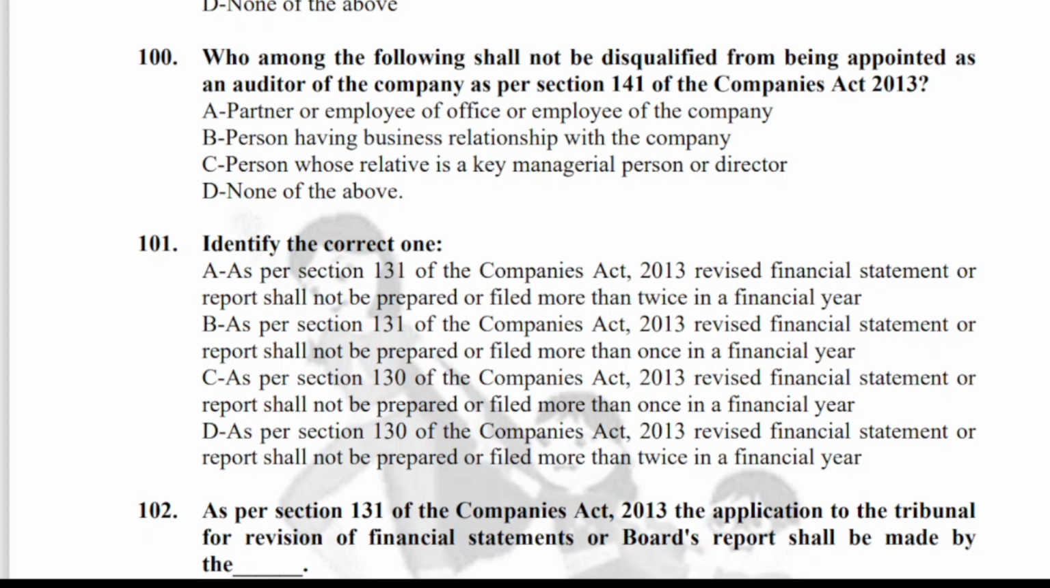Person having business relationship with the company? Certainly not. Person whose relative is a key managerial personnel or director. Can a person whose relative is a KMP or director be appointed as an auditor? No. So here the correct answer would be D, my dear friends.